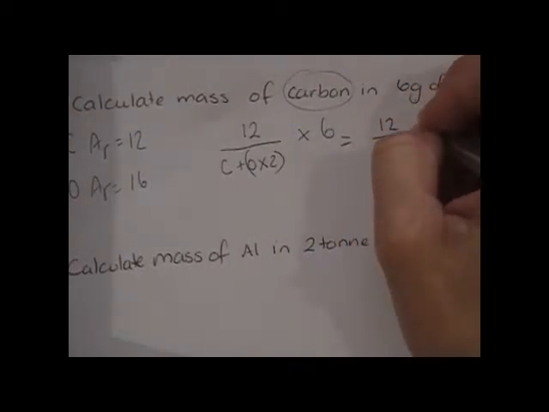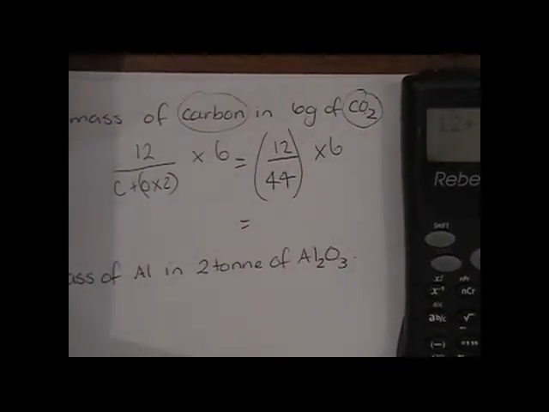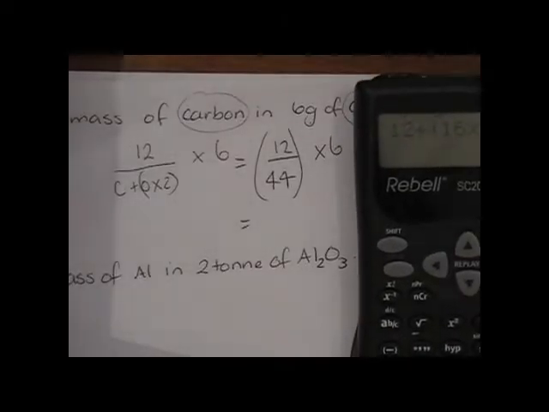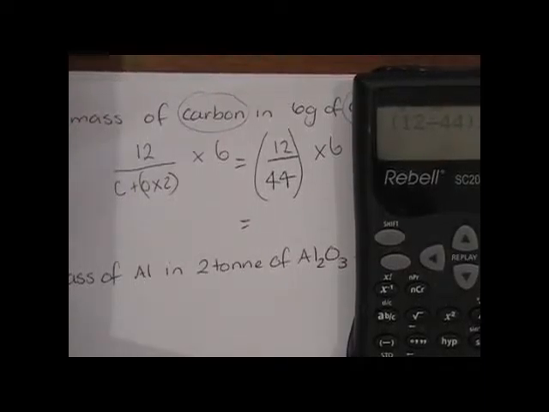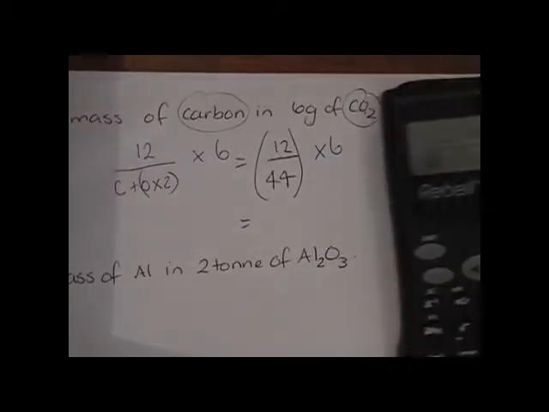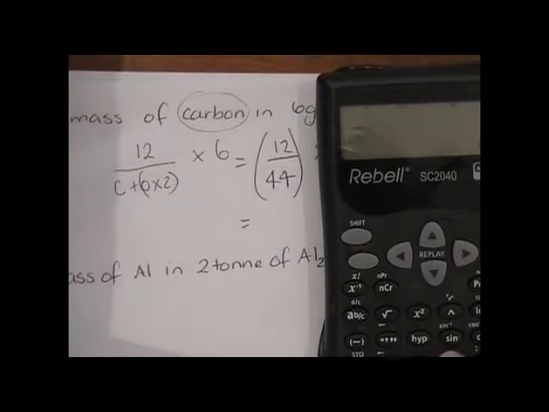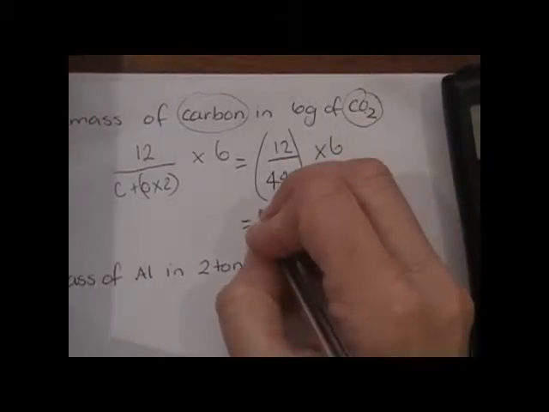So I'm going to put 44 down there, times that by 6. I'm going to do this again on the calculator, and that way I'm going to find out the mass of carbon in 6 grams of CO2. So I start with my bracket, 12 divided by 44 end bracket times 6 equals, and the answer there is 1.636. I'll do it again to make sure I get the same answer twice, and there we've got the same answer again, so we're going to write that answer down.